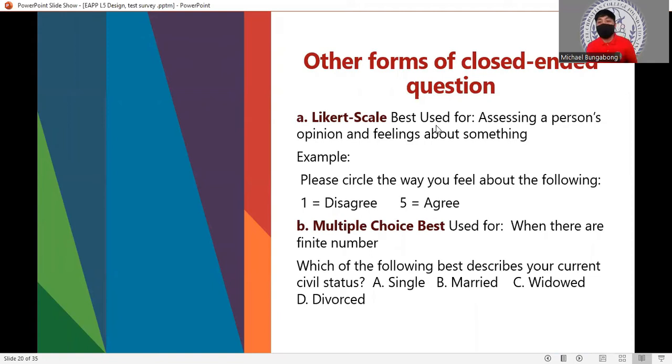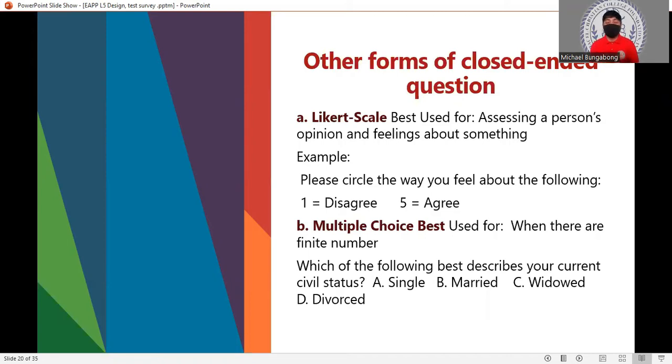And among other forms of closed-ended questions, we do have the Likert scale. It's actually used for assessing a person's opinion and feelings about something. For example, please circle the way you feel about the following: 1, 2, 3, 4, 5. 1 is disagree and 5 is agree. Right? So things like that. So it's measuring how likely, or the likeness.